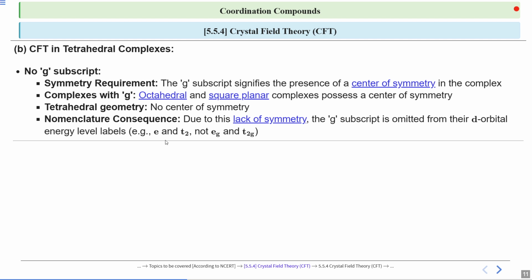Nomenclature consequence. Due to the lack of symmetry in the tetrahedral geometry, the G subscript is omitted from their d orbital energy level labels. Because there is no center of symmetry, we remove the G subscript from the d orbital energy level labels. So it is going to be E and T2, not EG and T2G. So G will be removed due to the lack of symmetry in tetrahedral complexes.